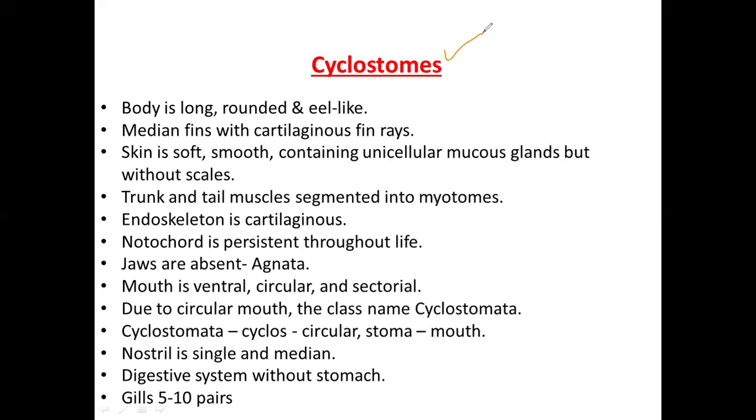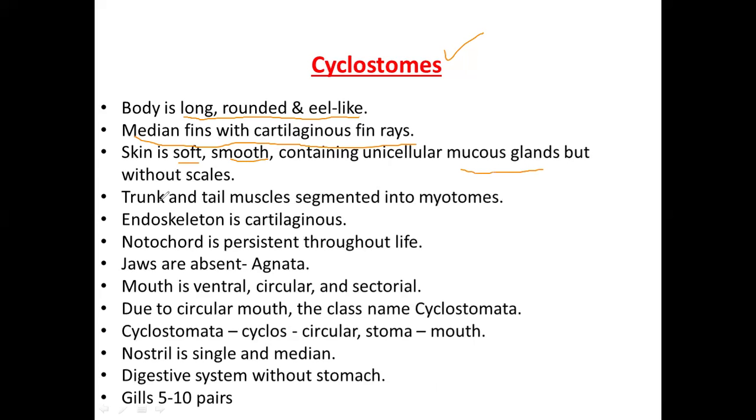So coming to the general characteristics, the cyclostome body is generally long, rounded, and eel-like, and they have median fins with cartilaginous fin rays. The skin of the cyclostomes is soft and smooth, and it consists of mucus glands. There are no scales. The skin is generally slippery, slimy, so if you try to hold the fish, it can easily escape. That is the main thing about cyclostomes.